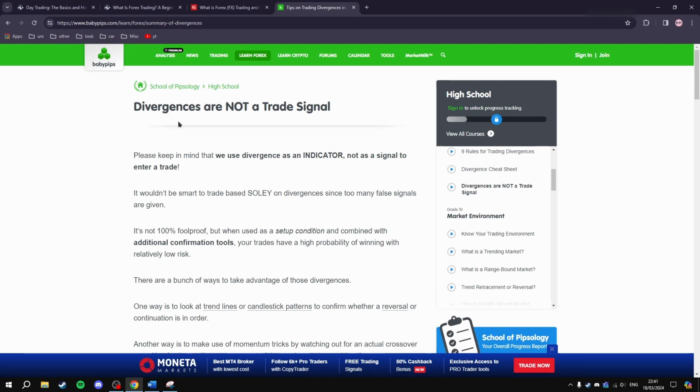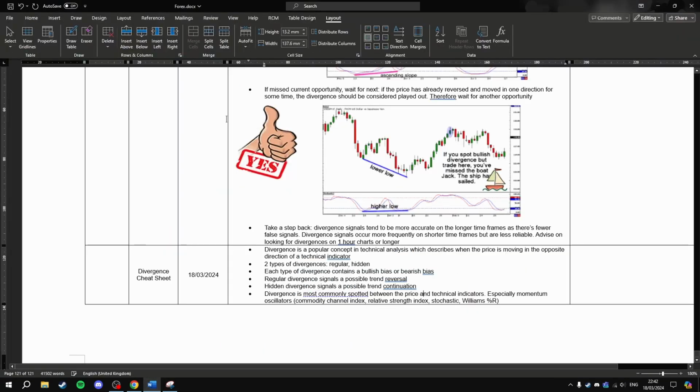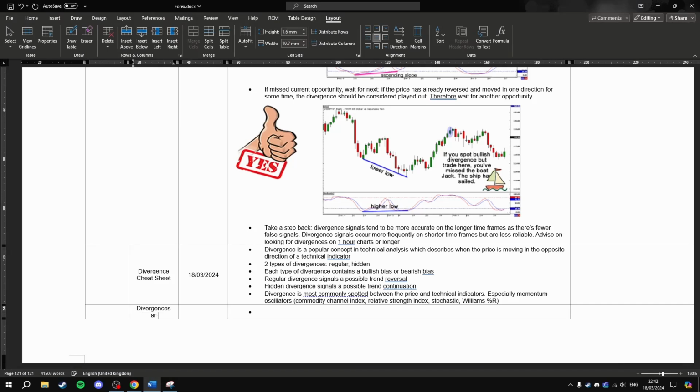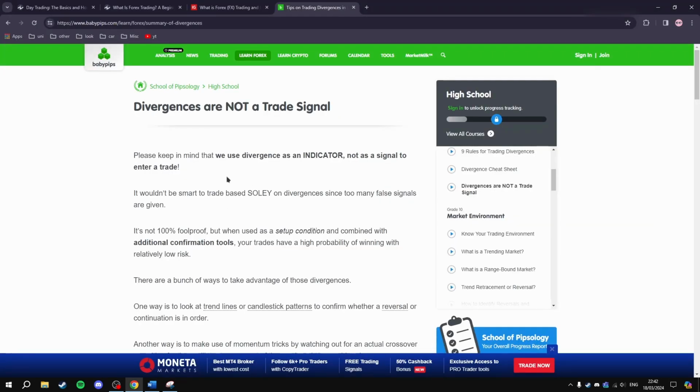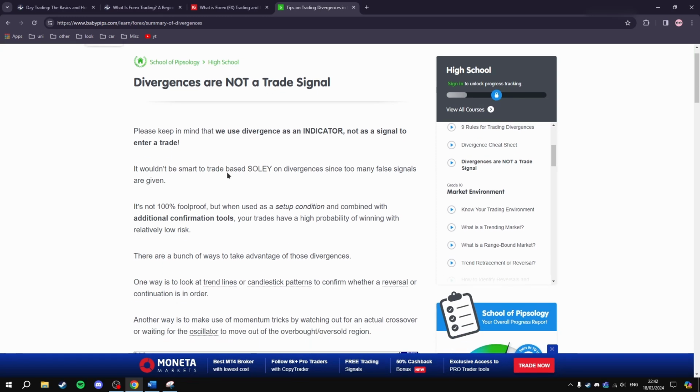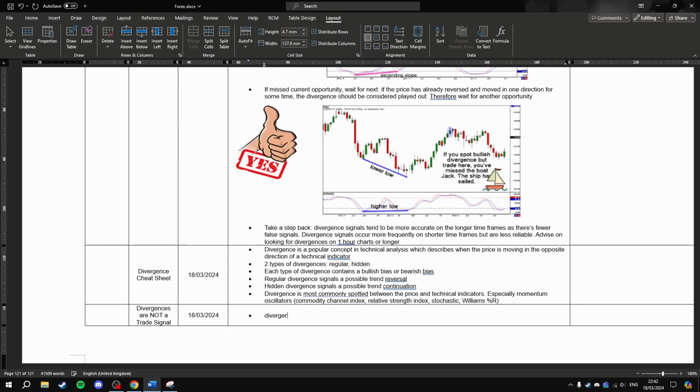Okay, divergences are not a trade signal. Please keep in mind that we use divergences as an indicator, not as a signal to enter a trade.